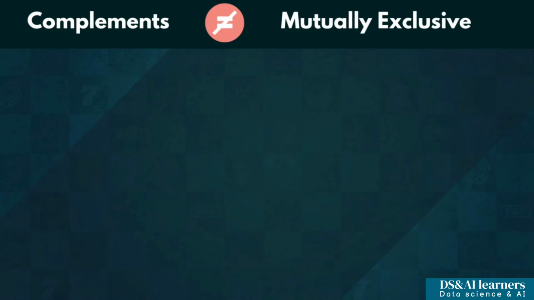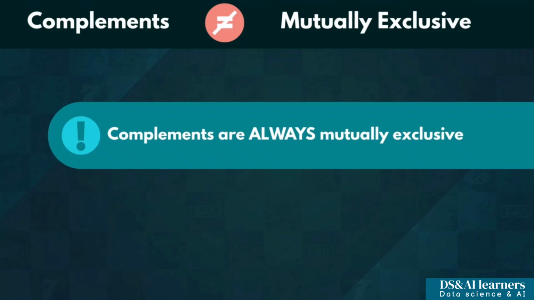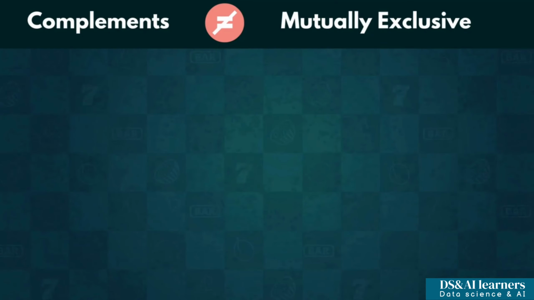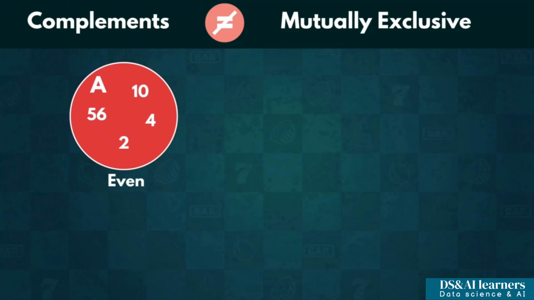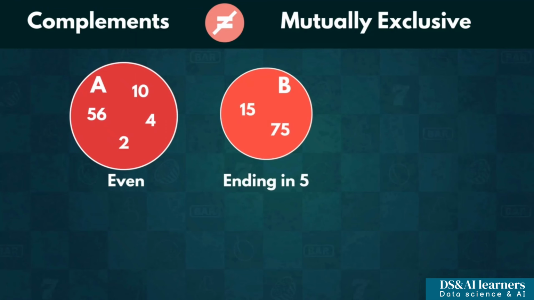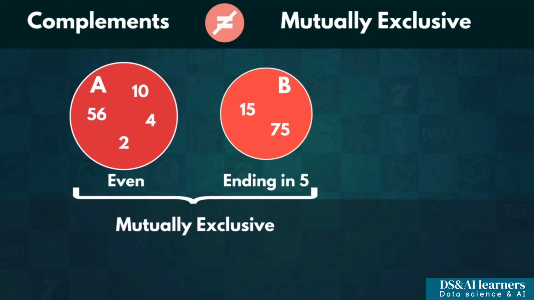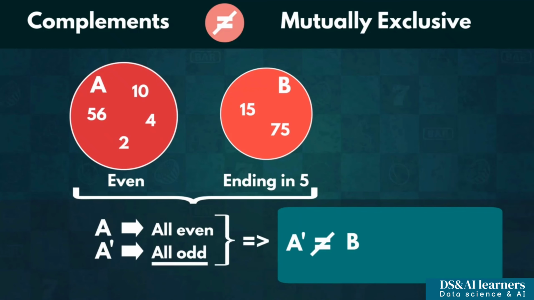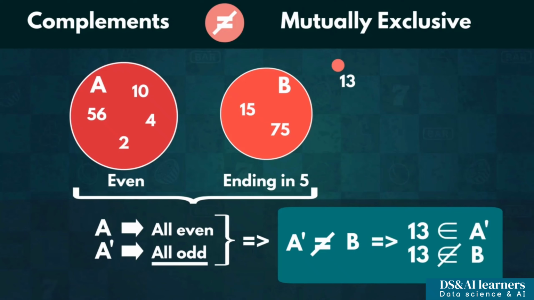One thing to remember about complements is that they are always mutually exclusive. However, not all mutually exclusive sets are complements. For instance, imagine A is the set of all even numbers, and B is the set of all numbers ending in 5. We know that any number ending with 5 is odd, so these two sets are definitely mutually exclusive. However, the complement of all even is all odd, and not just the ones ending with 5. Therefore, a number like 13 would be part of the complement, but not the set B.